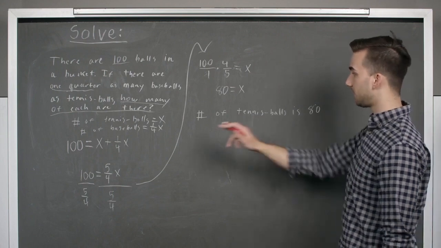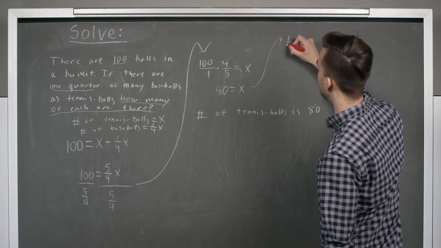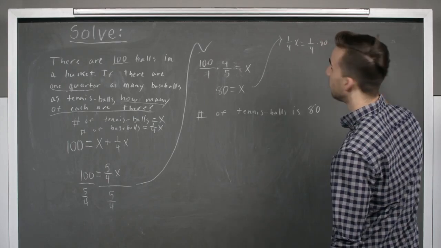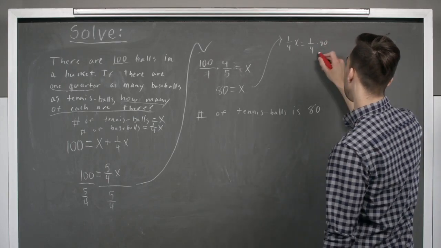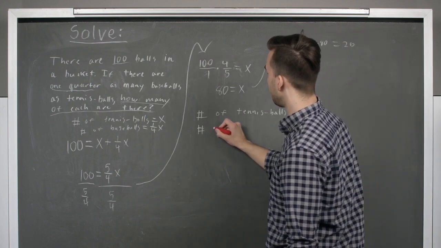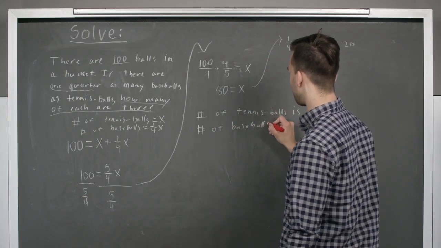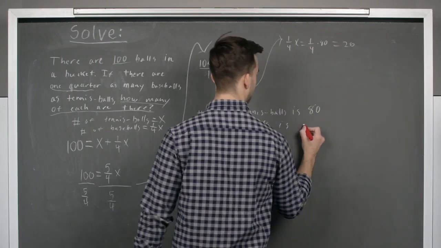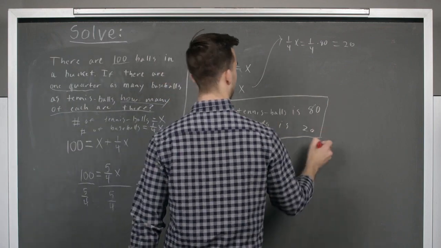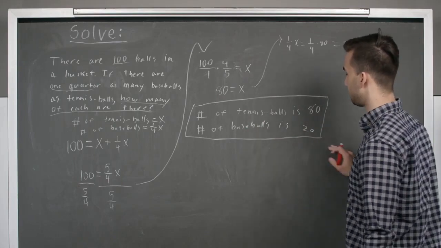And how do we get the number of baseballs? We just multiply it by 1/4, right? So 1/4 x is equal to 1/4 times 80. What's 80 divided by 4? That is 20. So the number of baseballs is 20. So that gives us our answer for this word problem. Number of tennis balls is 80 and the number of baseballs is 20.